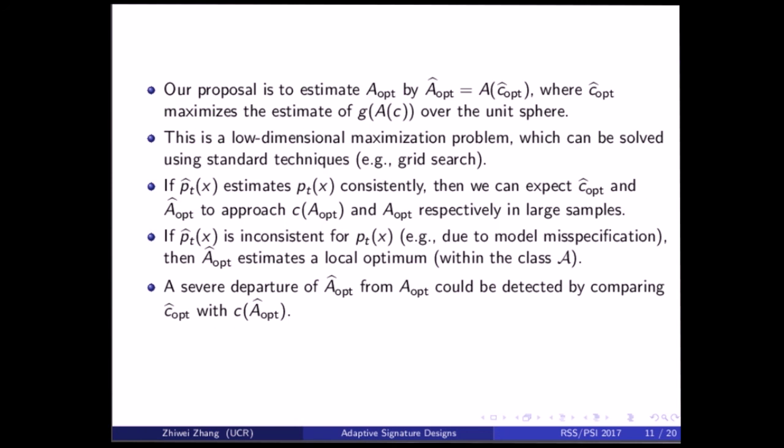And the chosen subset, in that case, estimates a local optimum, the best subset within the working class. So we get some optimality anyway, and the quality of the chosen subset depends on the quality of the working model. It is actually possible to detect a severe departure of A hat from the true optimal subset by comparing C hat with C of A hat under a parametric bootstrap approach, and the details are given in the paper.